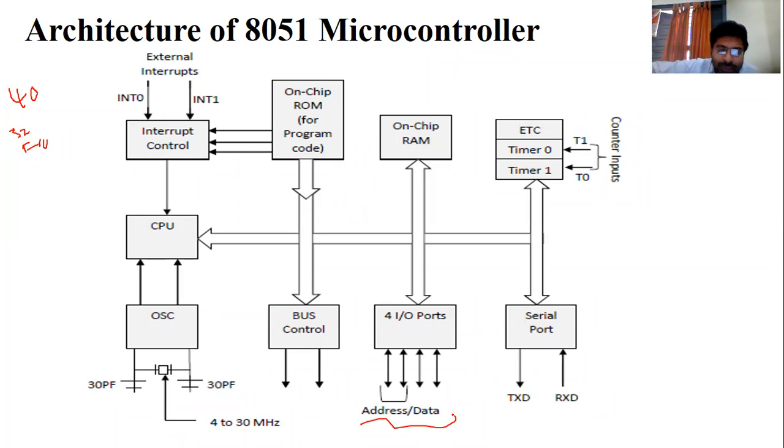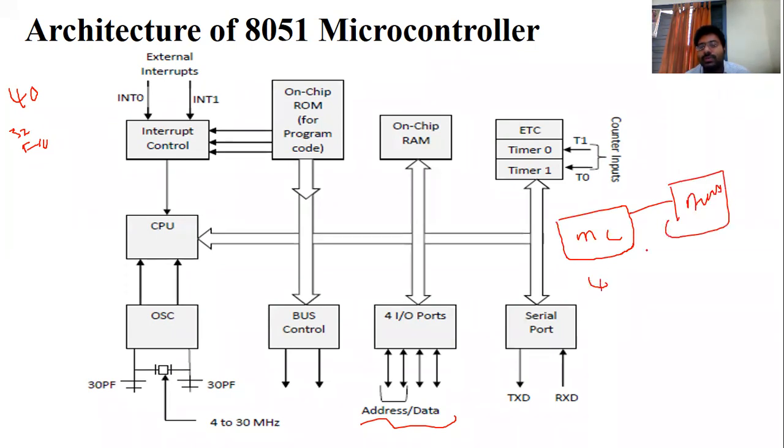How many ports remain available? Suppose this is the microcontroller, and we are going to connect the memory. How many ports are available? Four ports in total: port 0, port 1, port 2, and port 3.